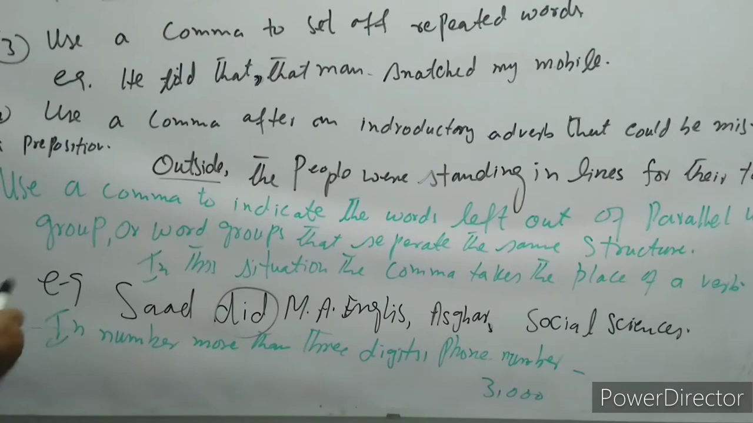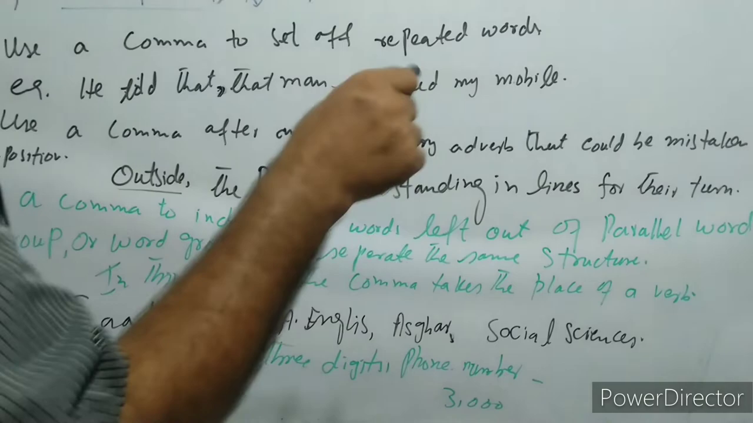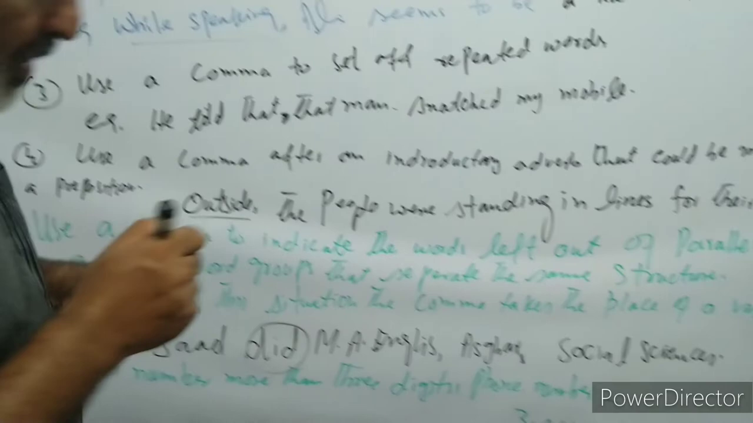Okay, one more: a number of more than three digits, like four-digit numbers and so on. Okay, count, whatever. So we use a comma.